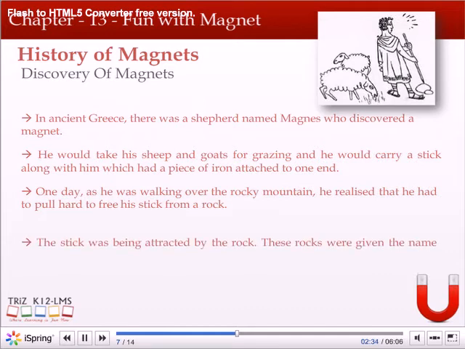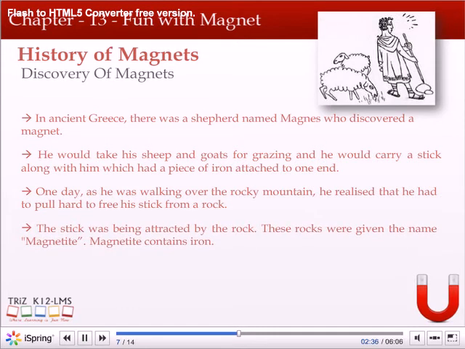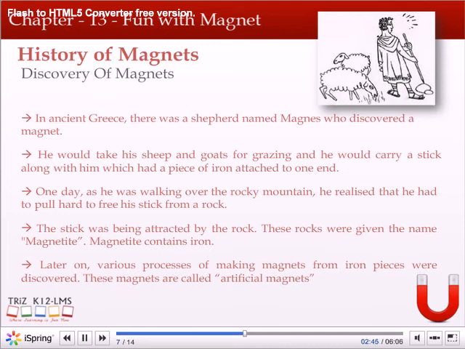The stick was being attracted by the rock. These rocks were given the name magnetite. Magnetite contains iron. Later on, various processes of making magnets from iron pieces were discovered. These magnets are called artificial magnets.